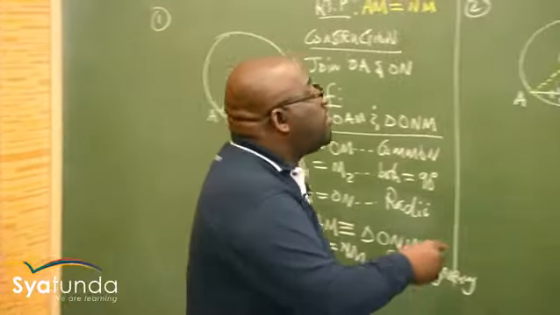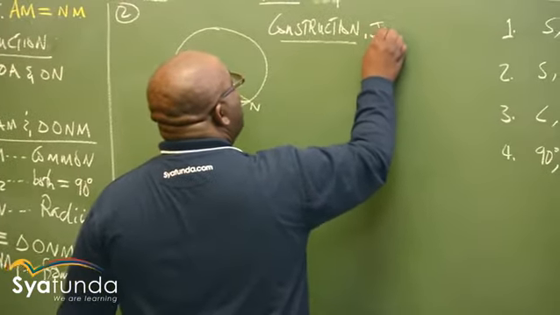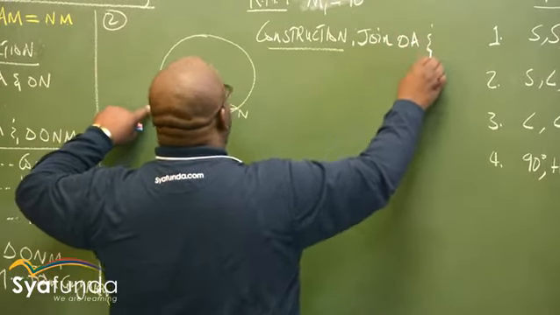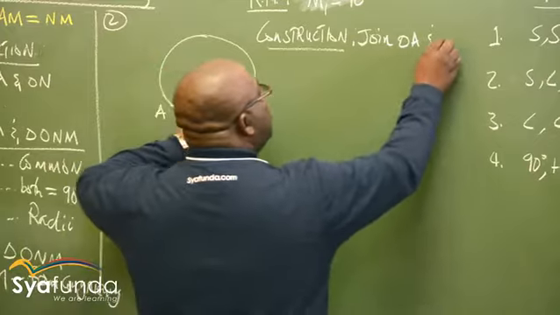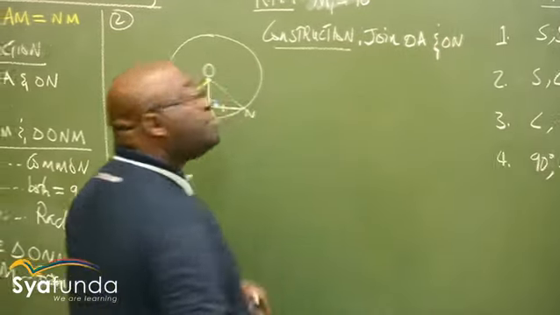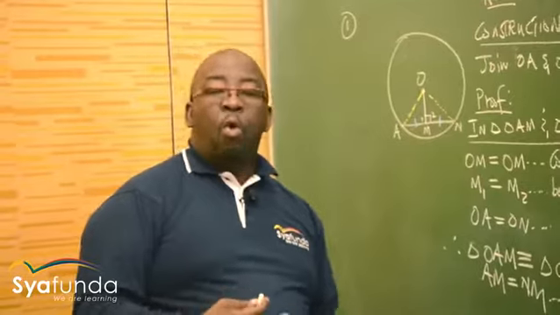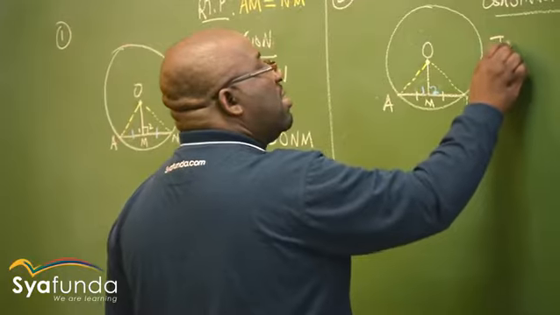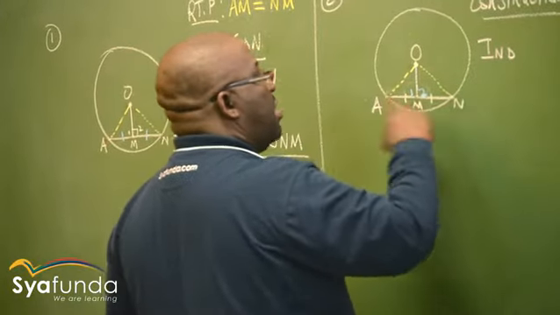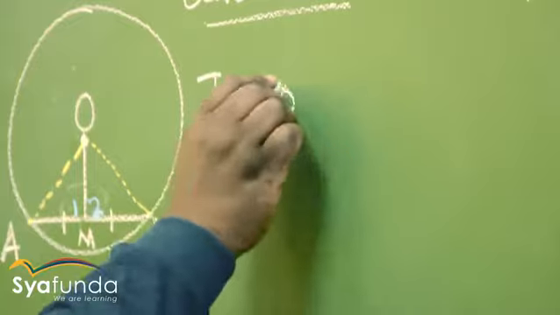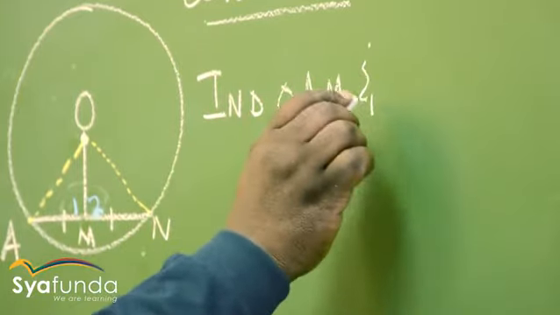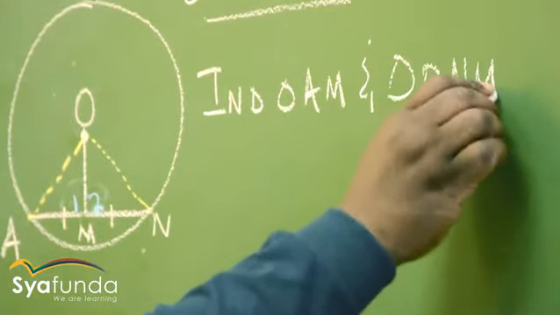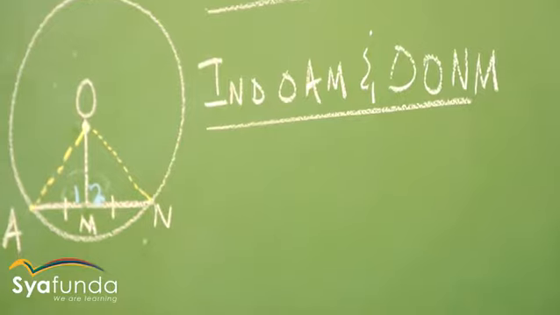Construction. Remember what we constructed here? We joined OA and ON. Those are the 2 that we joined. Then we need to prove congruency. Where do we prove our congruency? It's vitally important that we mention the triangles that I'll be using. In triangle OAM and triangle ONM, this is where I'll be proving my congruency using one of those cases.